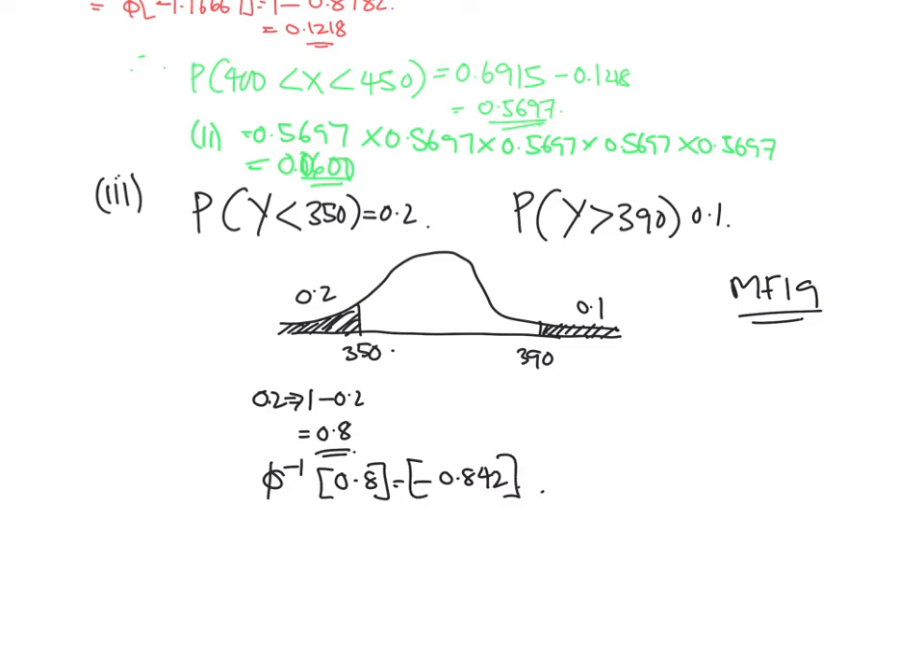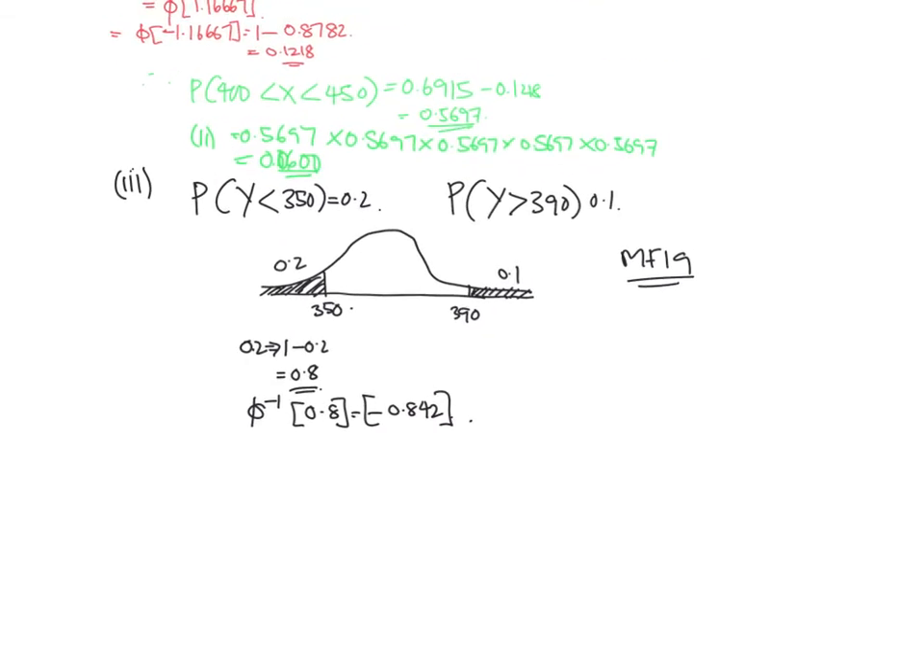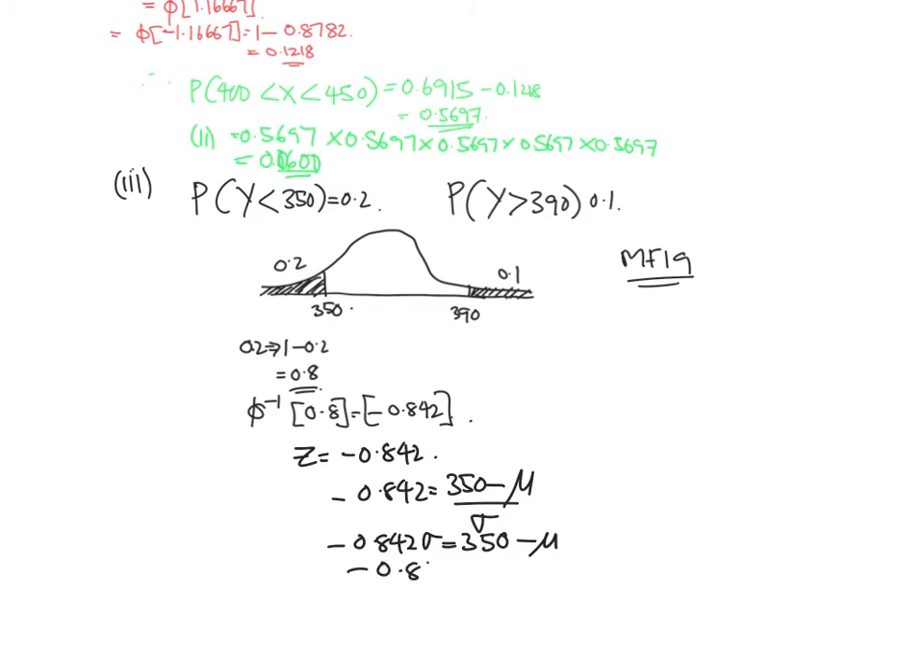So sub this value into your formula. Your Z score is negative 0.842, so negative 0.842 equals x, which is 350 minus mu, over the standard deviation. Multiply that, you have negative 0.842 sigma equals 350 minus mu. So negative 0.842 sigma plus mu equals 350. That's my first equation. Let's look at the next equation.